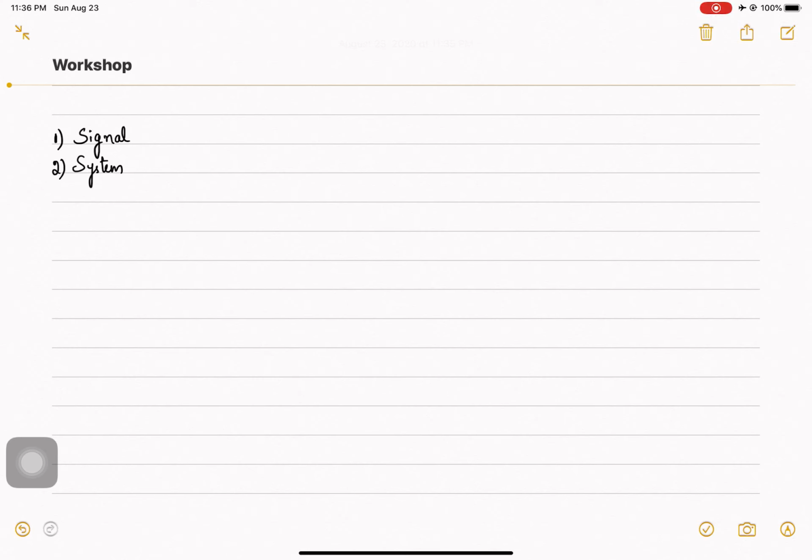And then after this, I'm going to define two important signals, right? One is called the unit impulse signal, and the second one is the unit step. And then I'm going to emphasize the importance of the linearity and time invariance in deriving the relation between the output as well as an input of an LTI system, a linear time invariant system.